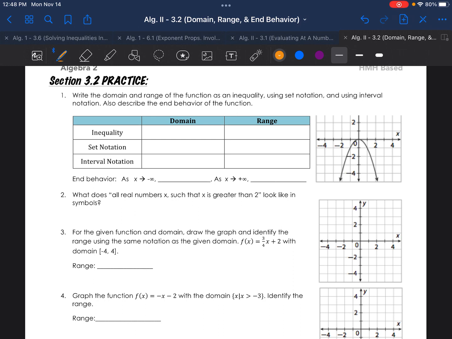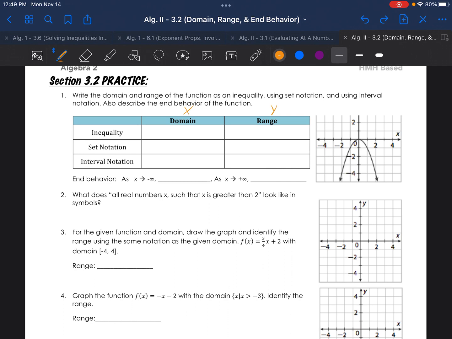So, domain and range of the function as an inequality, and using set notation and interval notation. So domain, those are the x values and the range is the y values, in case you don't remember. If you don't remember or you have a hard time remembering it might be good to write that down.